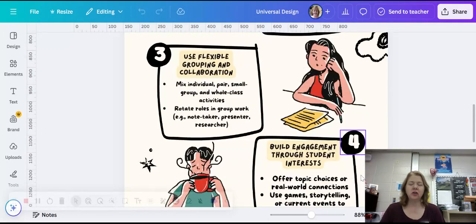Students should also learn the value of effort and persistence. Learning isn't always easy, and when students get frustrated, we want them to have the skills to push through. One way to support this is by flexible grouping and encouraging collaboration. Working with different classmates exposes students to new ideas and different ways of thinking. You want to rotate the roles in group work, like having a leader, a recorder, a timekeeper, a presenter, a researcher. Doing that keeps things fresh and gives each student a chance to build different skills.